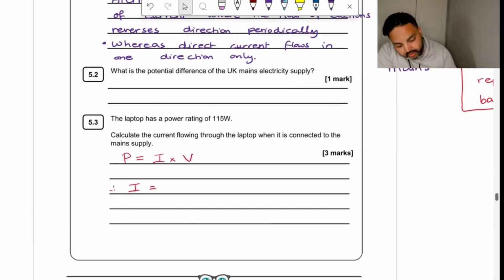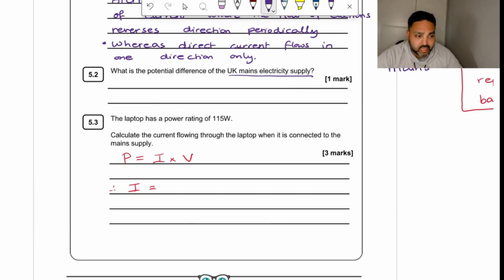What is the potential difference of the UK mains electricity? Let's see who was listening. Someone tell me in the chat. What is the PD? What is the voltage for mains electricity in the UK?